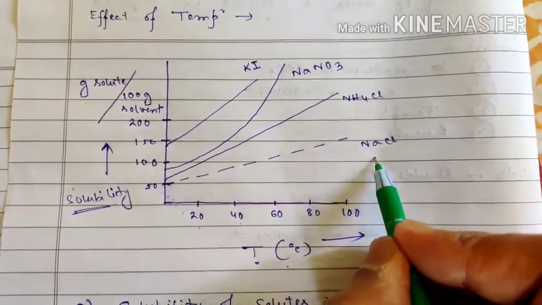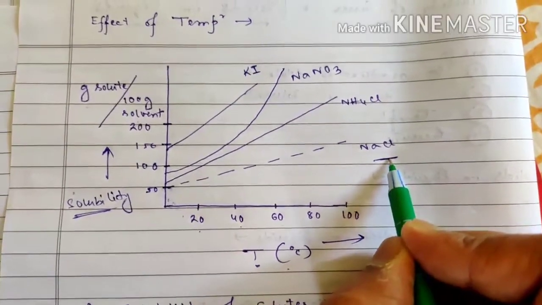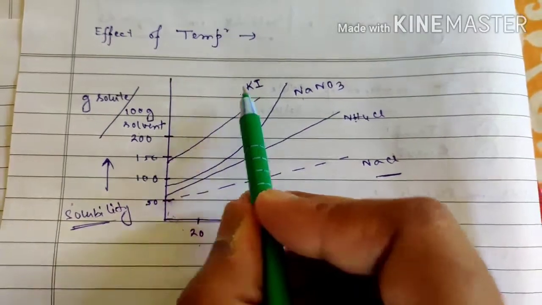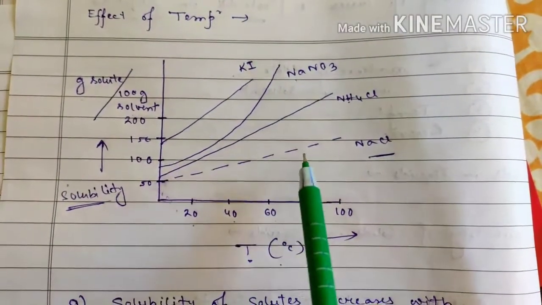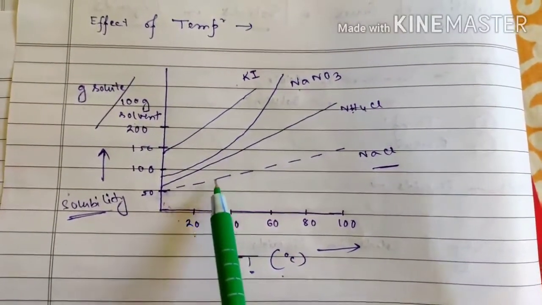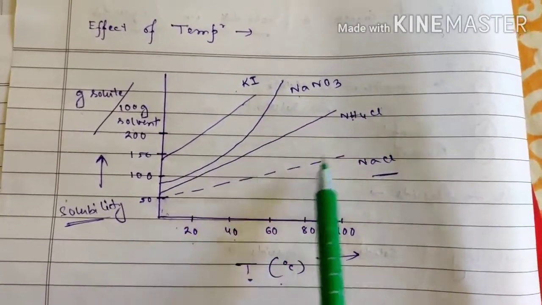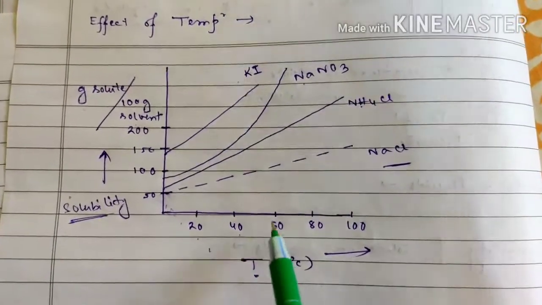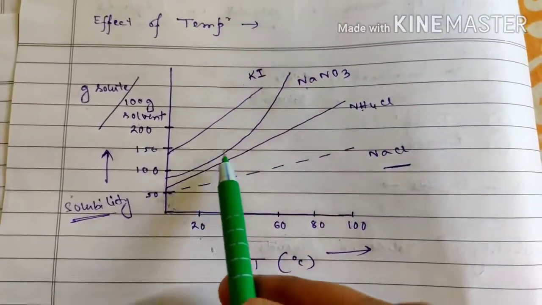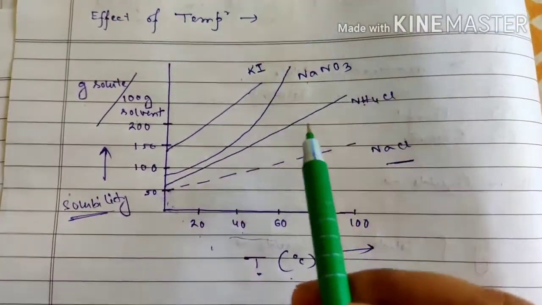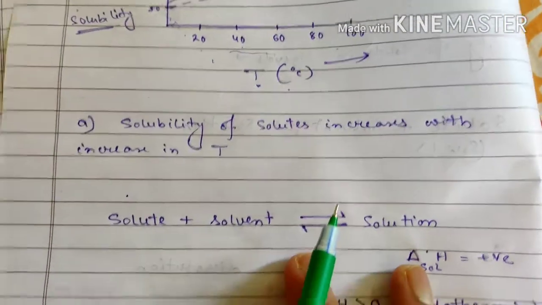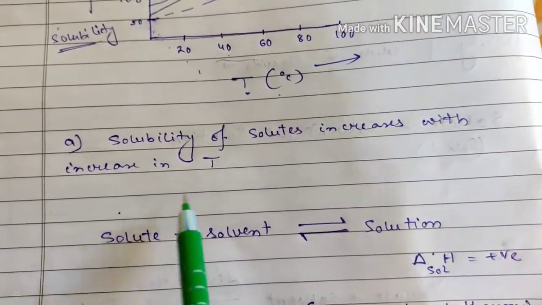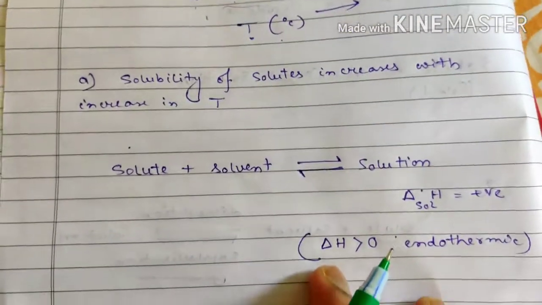You see these different salts: sodium chloride, ammonium chloride, sodium nitrate, potassium iodide. See, their curves are not exactly the same, but in general they are increasing with the increase in temperature. That means we can say that if the temperature increases, the solubility also increases in these cases. So this is the first case where solubility of solutes increases with increase in temperature.